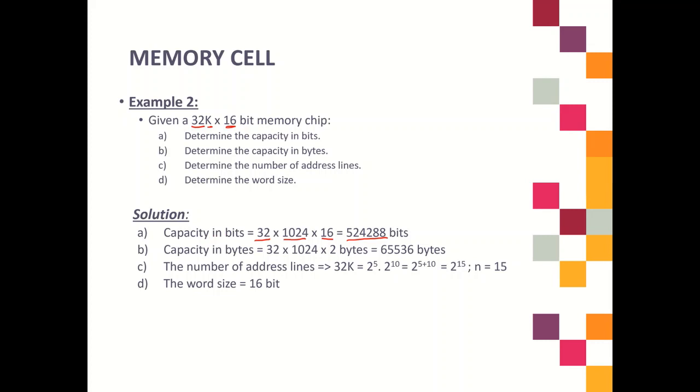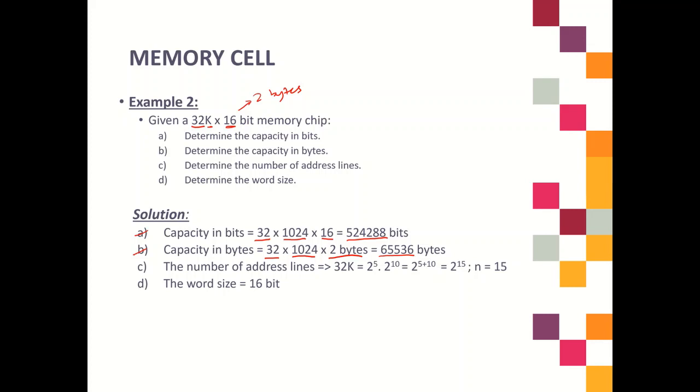The formula for capacity in bits is actually the same formula as the memory cell. Then the second question is capacity in bytes. Using the same method as the previous example, 16 bits is equal to 2 bytes. So for capacity in bytes, 32 times 1024 times 2 bytes, and you will get 65536 bytes.